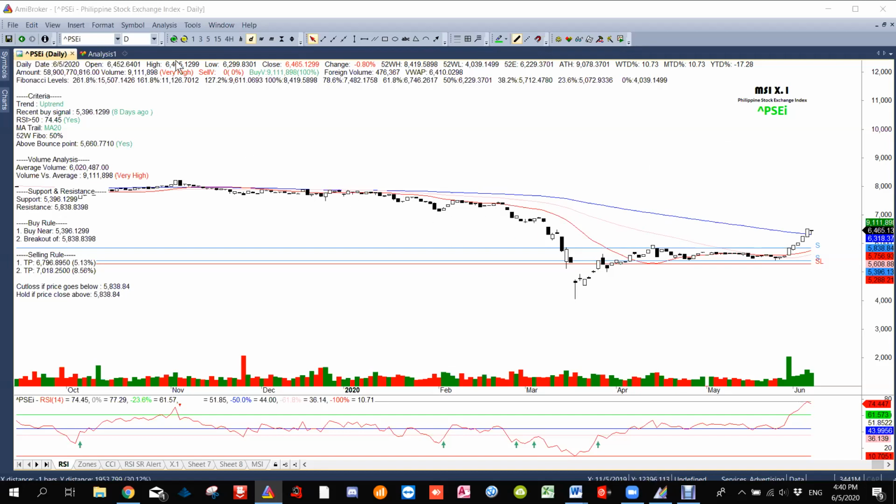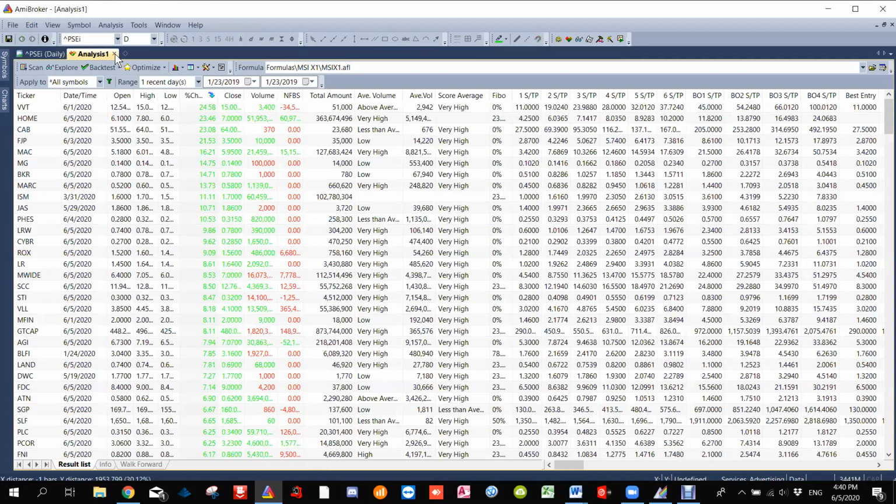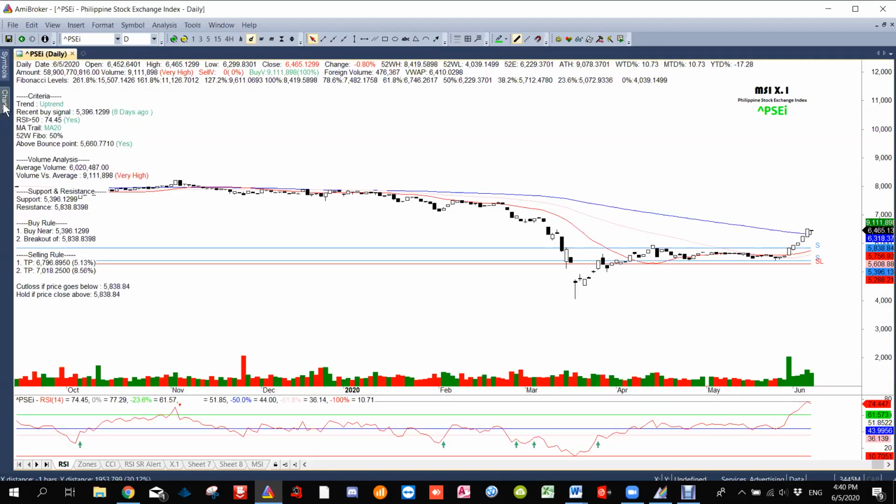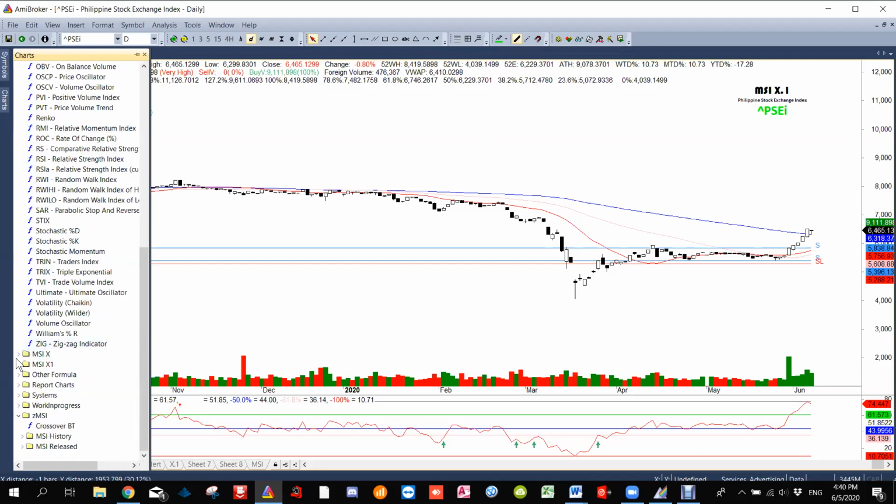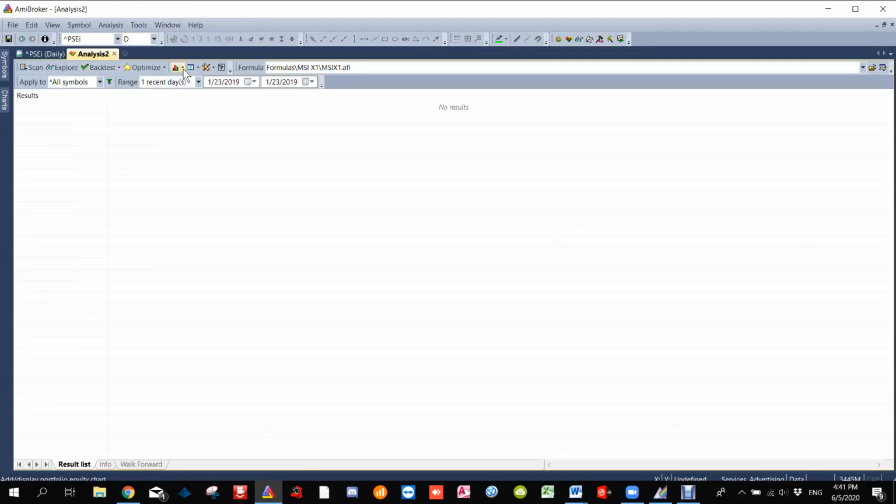Okay, so sa analysis, how do you go to analysis is you go to your MSI chart. Here's my MSI. I right click and I click on analysis. Okay, so makikita nyo dito, ito very important, makikita nyo dito na yung formula is MSI X1, which is what we are using right now. And then you click on the date range. It should be from date to date, and then it will be today's date until today's date.